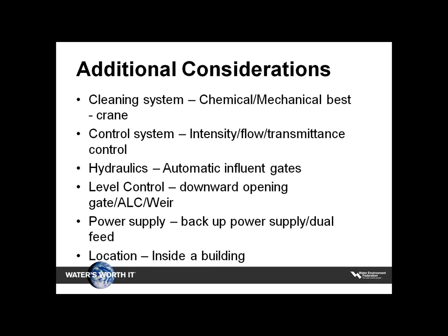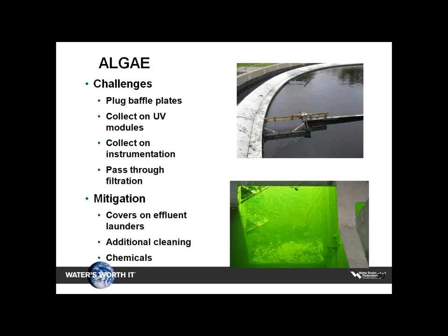Sometimes one can use automatic influent gates or maintain looking at the effluent gates to try and make sure. So that can be done with downward opening gates or automatic level control or weirs. Those are a function of head loss and trying to fit the UV system within the hydraulic profile. Power becomes a very big issue, ensuring that we can maintain disinfection over a large period of time, and then whether or not we install it outside or inside a building.